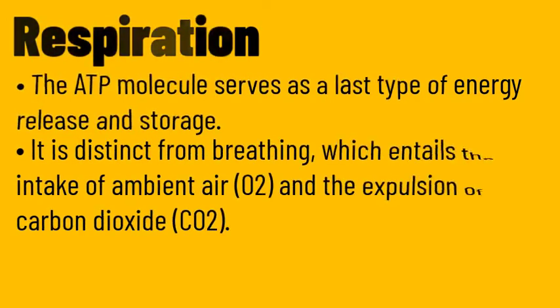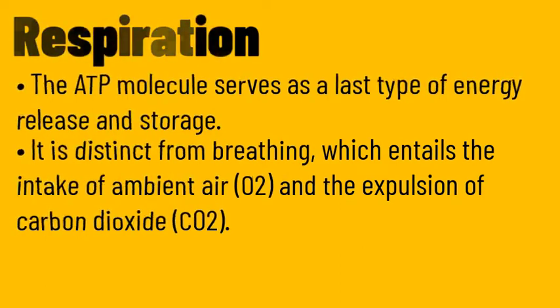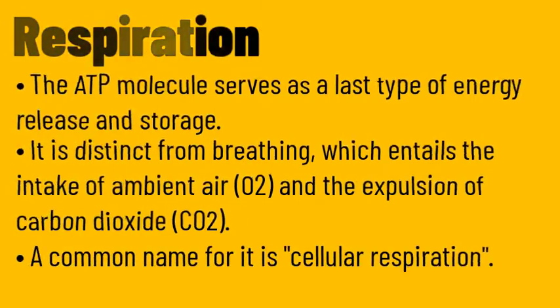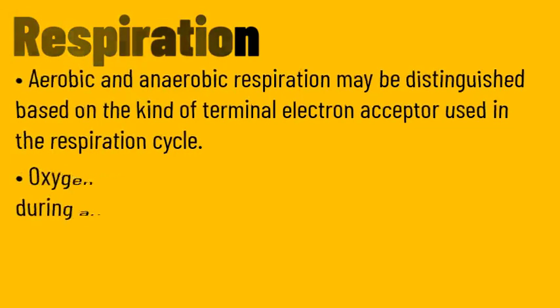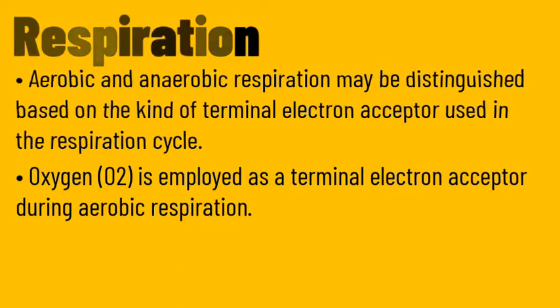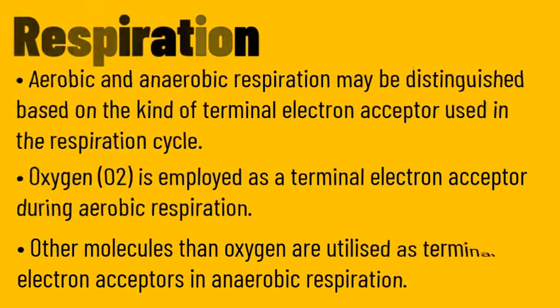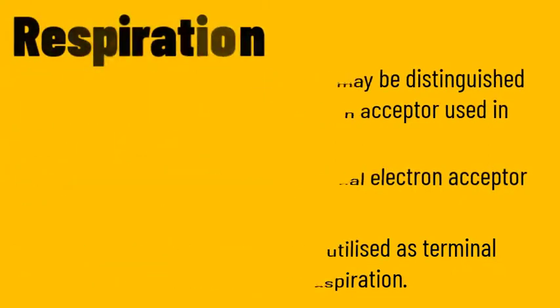It is distinct from breathing, which entails the intake of ambient air, which is oxygen, and the expulsion of carbon dioxide (CO2). A common name for it is cellular respiration. Aerobic and anaerobic respiration may be distinguished based on the kind of terminal electron acceptor used in the respiration cycle. Oxygen is employed as a terminal electron acceptor during aerobic respiration. Other molecules than oxygen are utilized as terminal electron acceptors in anaerobic respiration.